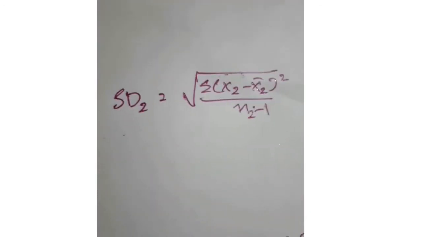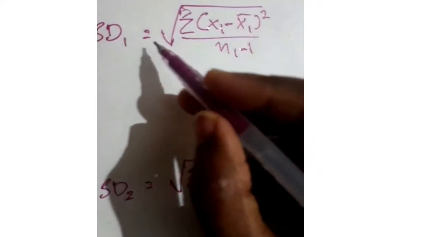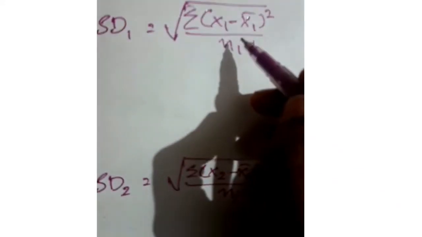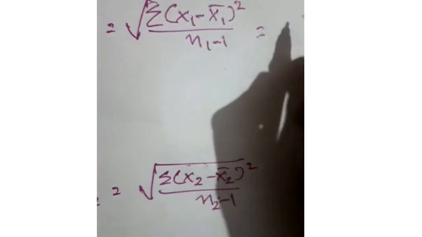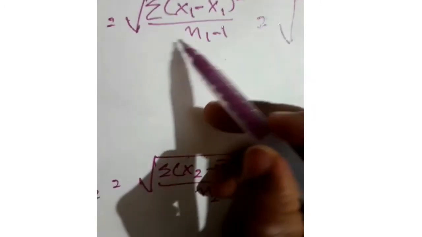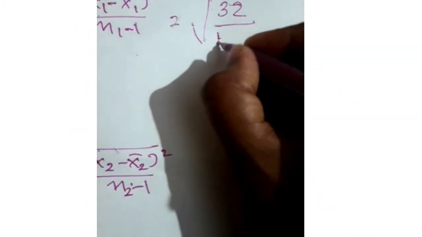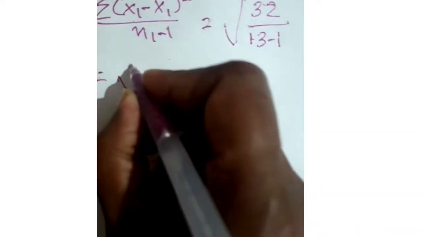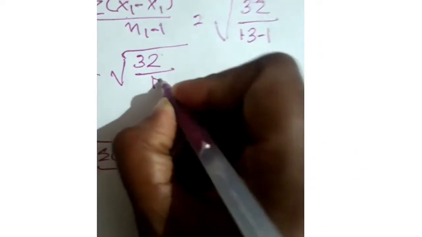Okay, so for calculating standard deviation, the formula is SD1 is equal to the root of sigma (x1 minus x1 bar) the whole square divided by n1 minus 1. So what is the value of sigma (x1 minus x1 bar) the whole square? It is 32. So 32 divided by n1, which is 13, minus 1. So it is equal to root of 32 divided by 13 minus 1, which is 12.